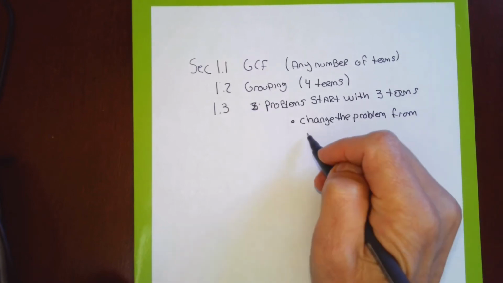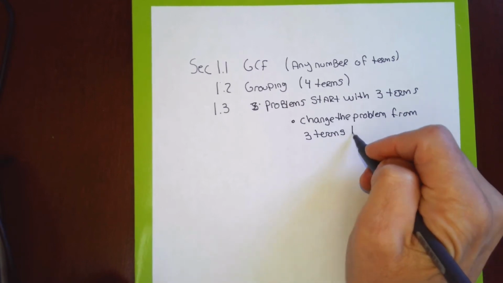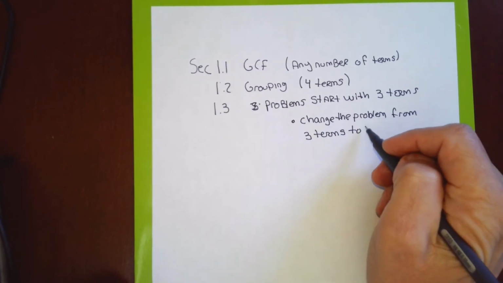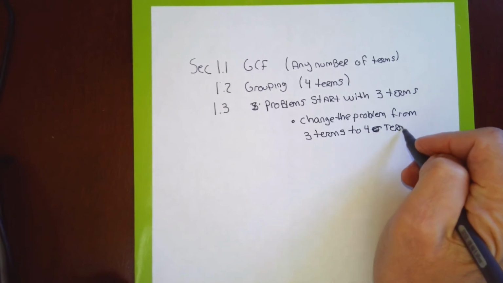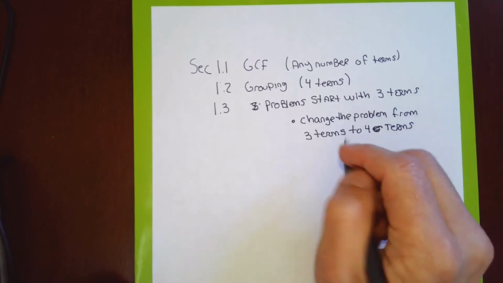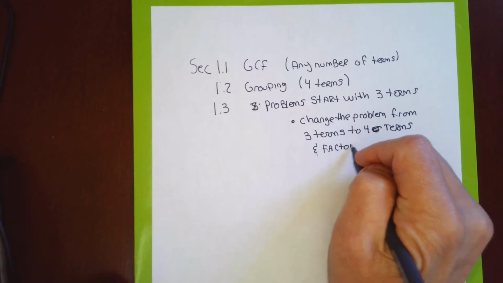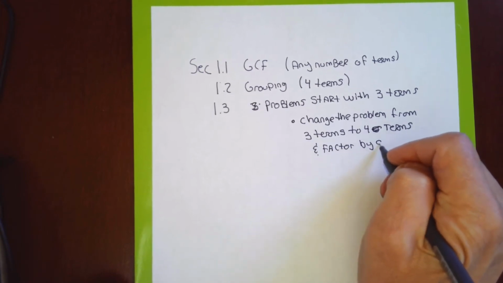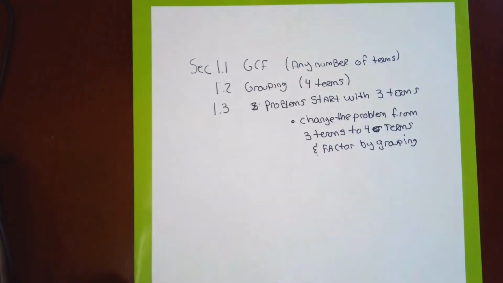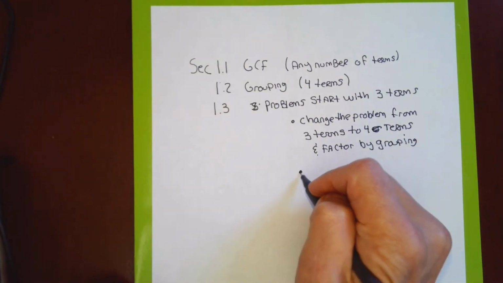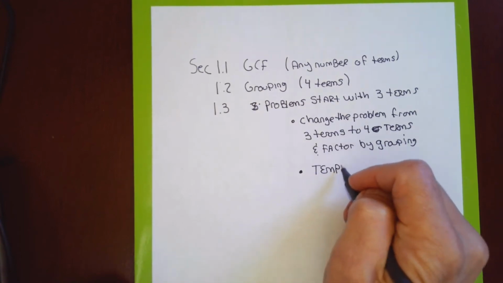One of the strategies is to change the problem from a problem that has three terms to a problem that has four terms, and factor by grouping, because once you have four terms, you can factor by grouping. This strategy for this section, it's kind of inefficient, but it works. And the other strategy we're going to learn in this section is template factoring.